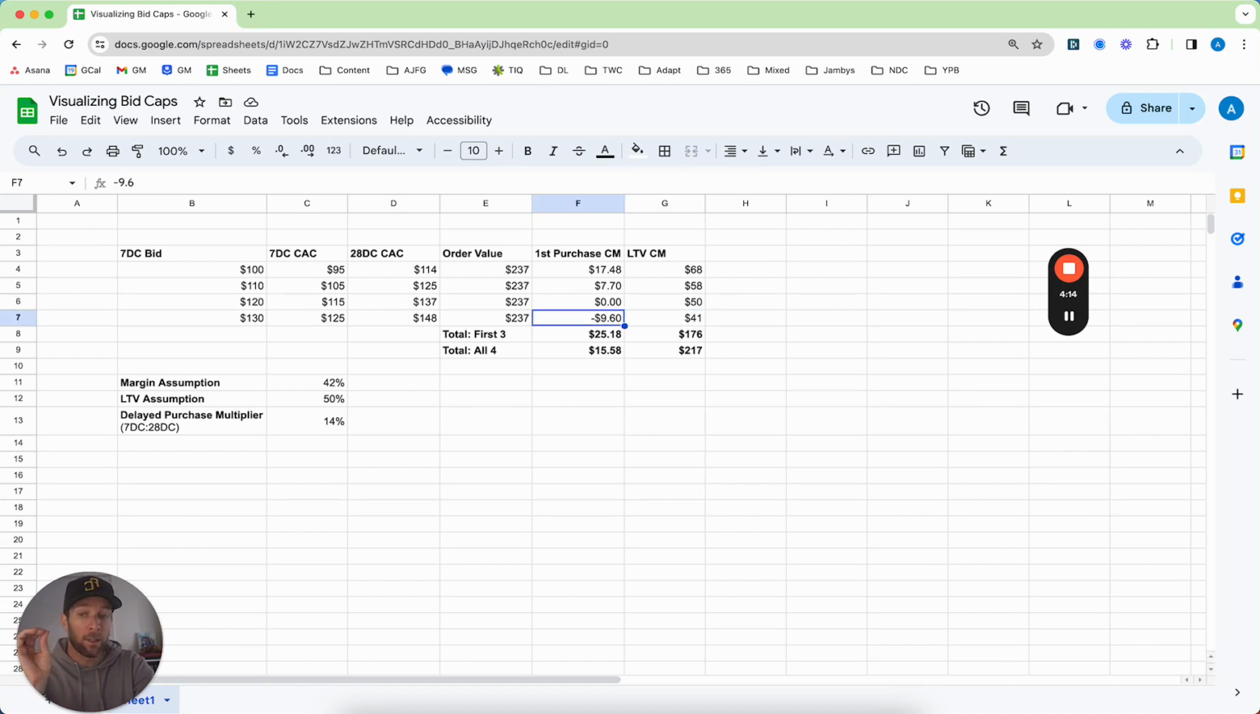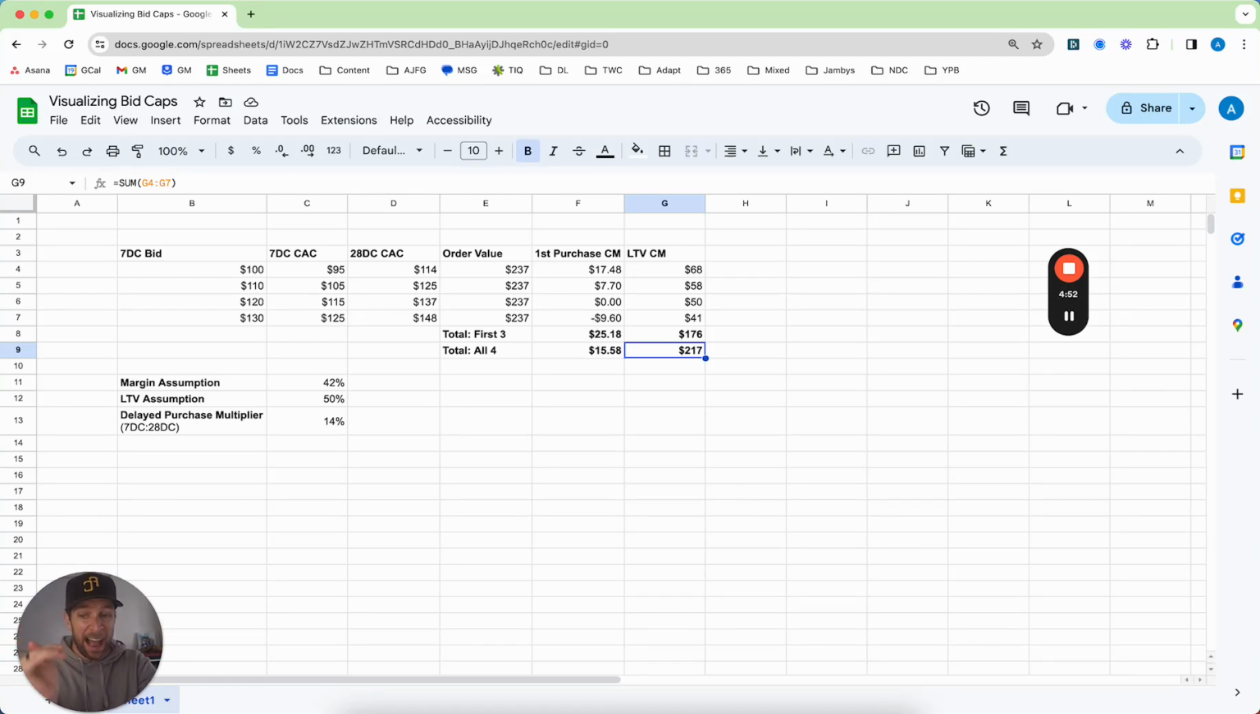And now if I bid to 130, my CAC comes in at 125 on a 7-day click basis. Again, it gets multiplied up for the delayed purchase multiplier. And now on that 28-day first purchase, I actually lose some CM. I lose $9.60 today, but I gain another incremental $41. So if I only take the first 3 where I'm not bidding into a first order loss, I get $25 worth of CM on that first order, okay, on these bids. And I get 176 over the course of the year. If I bid on all 4, now I lower my first purchase CM, but raise my LTV CM. And crucially, all of that LTV CM is truly incremental to my business.